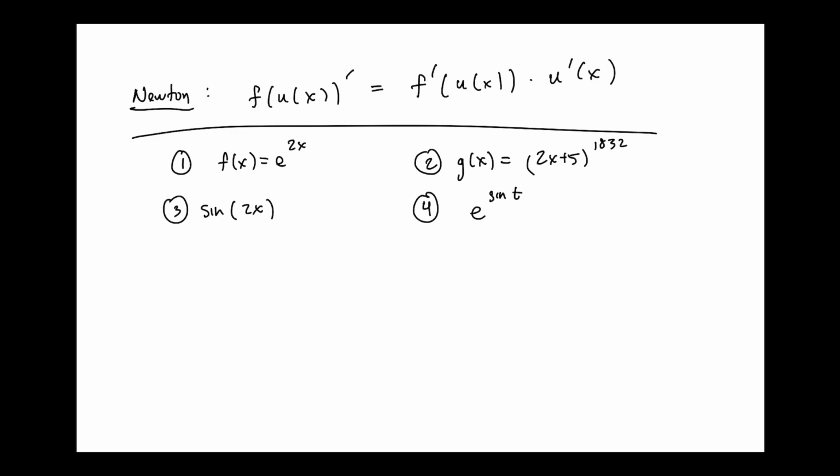All right, so what do we get? Number 2 is basically the same as the one we did, right? What's the difference, though? Well, much bigger exponent, right? All right, but what'd you guys get? 1832 times 2x plus 5 times 2, right? Oh, yeah, duh. 1832 times 2x plus 5 to the 1831 times 2.